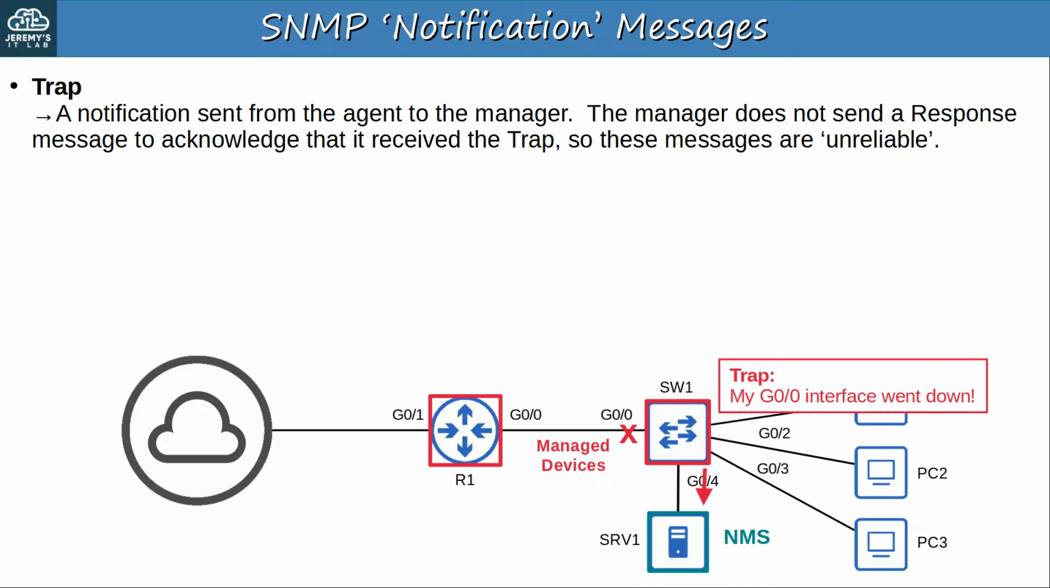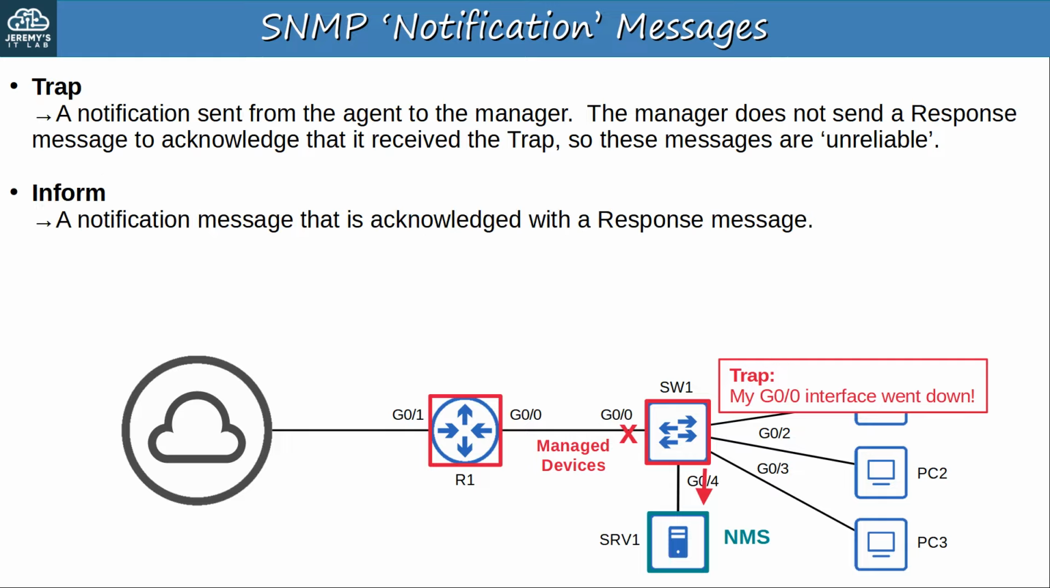This trap will probably appear as an alert in the SNMP application on server 1, and perhaps it will send an email notification to the network admin or something like that. Okay, the next kind of notification message is the inform message. It's like a trap message, but it is acknowledged with a response message. So even though this message is sent with UDP, not TCP, there is reliability built into the message itself.